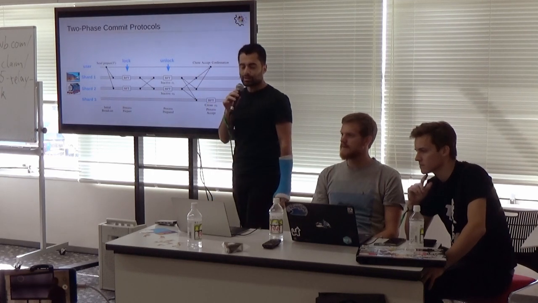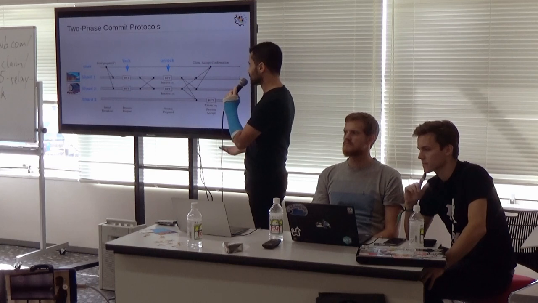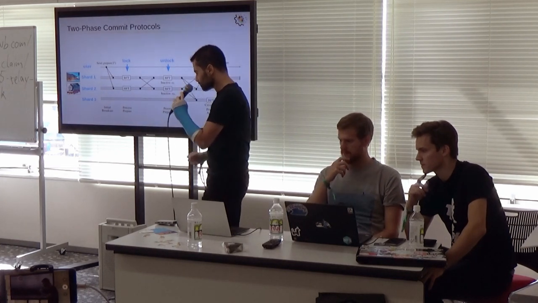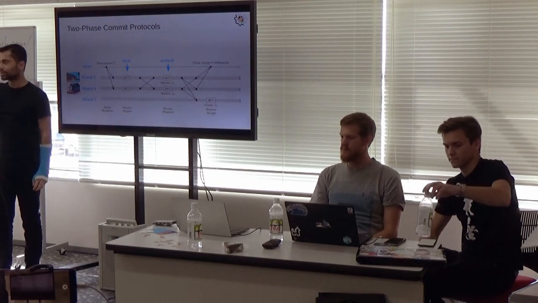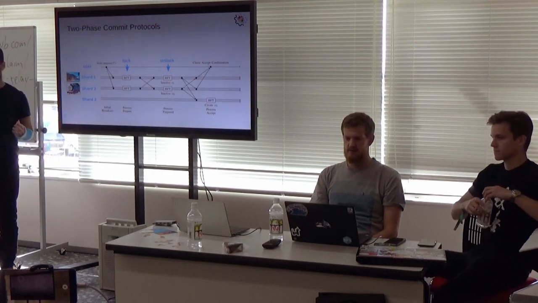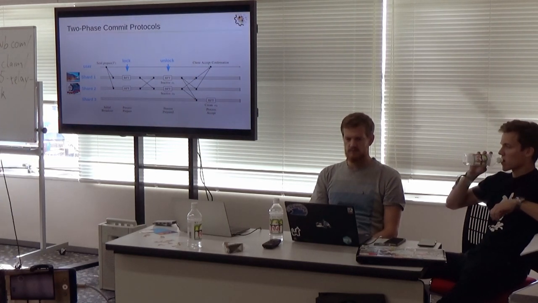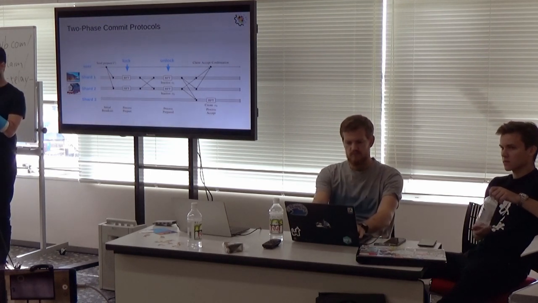Now, the other mechanism for doing cross-shard communication is called two-phase commit. And don't be overwhelmed by this diagram, I'll explain it. Two-phase commit is a very old protocol, decades old. It was used in distributed systems design, but it can also be applied to sharding. It's called two-phase commit because there are two phases.